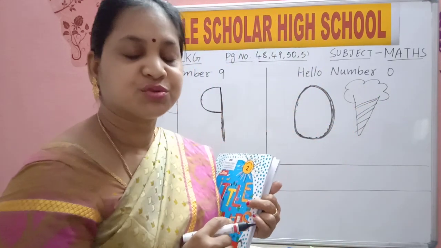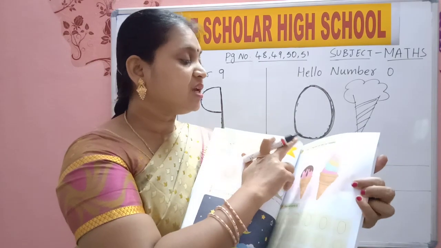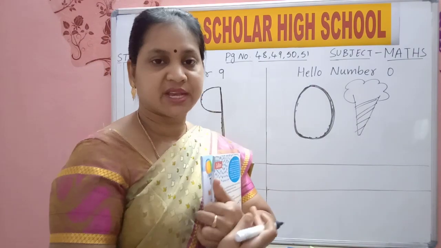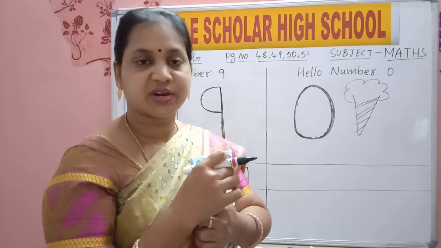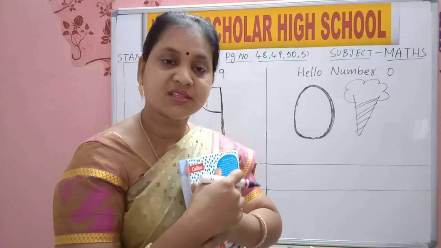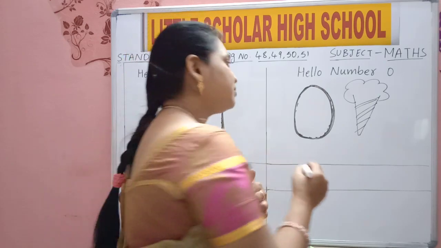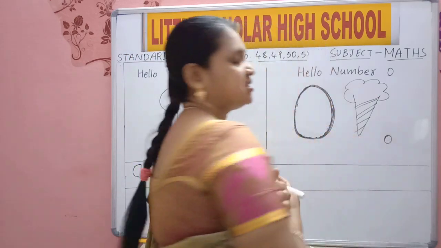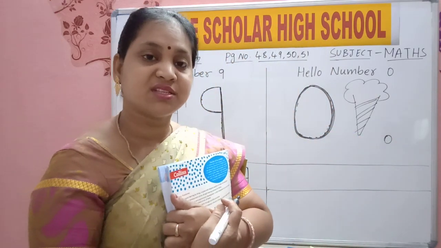Now they asked you to draw 0 cherries. You will have cherries on ice cream, no? Yes, red color cherries on ice cream. So they told you to draw cherries on the ice cream. How many cherries should you draw? You should draw 0 cherries.